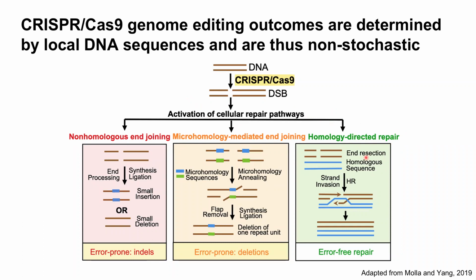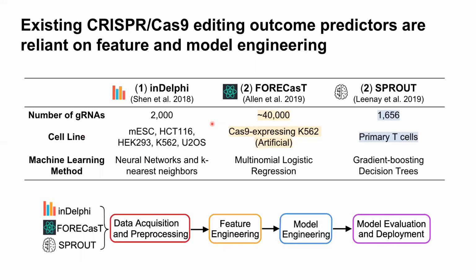And notably, more recently, it has been discovered that the editing outcomes of these two other pathways are also non-stochastic. It is known that their outcomes are determined by local DNA sequences, but the exact biological mechanisms underlying different editing outcomes are not yet well understood. So that is why we and other groups have turned to machine learning as a way of predicting template-free, so that's non-homology directed repair-based, CRISPR-Cas9 editing outcomes.